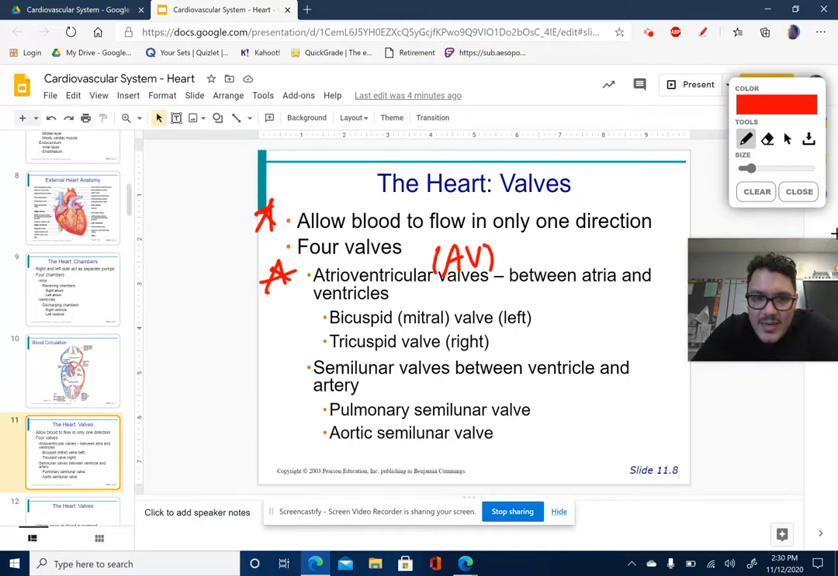Now, notice here, very important, that the bicuspid valve is also known as the mitral valve. That is just another name that you'll see. Keep that in mind. The bicuspid valve or the mitral valve is found on the left side of the heart, whereas the tricuspid valve is found on the right.